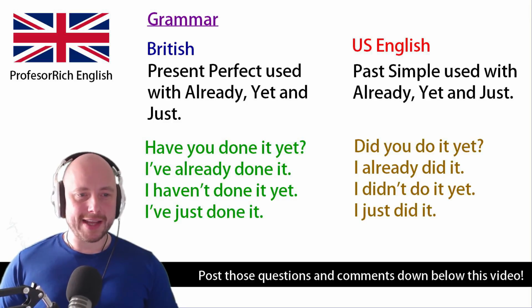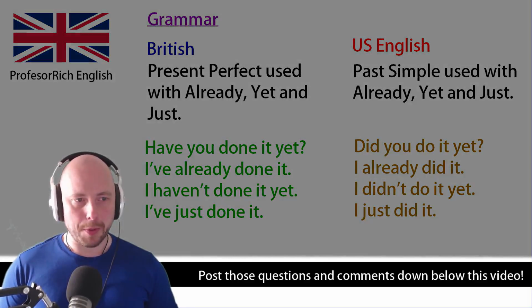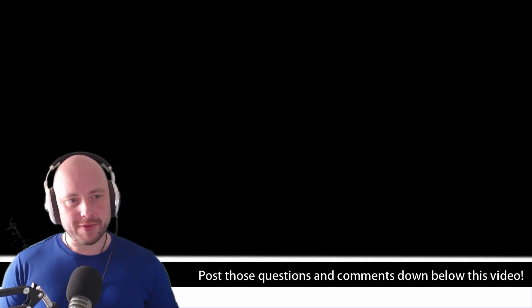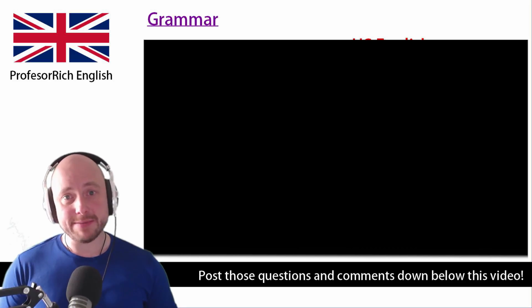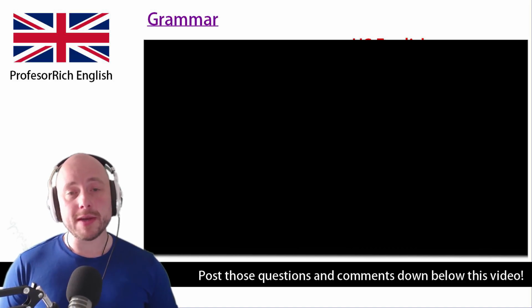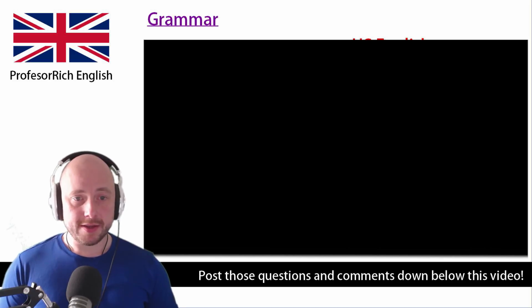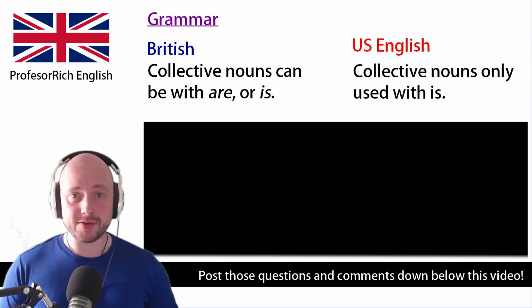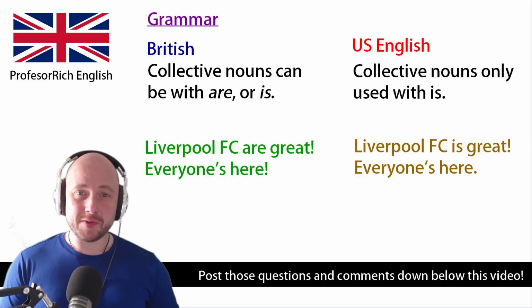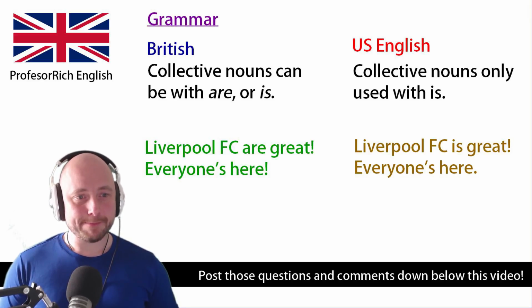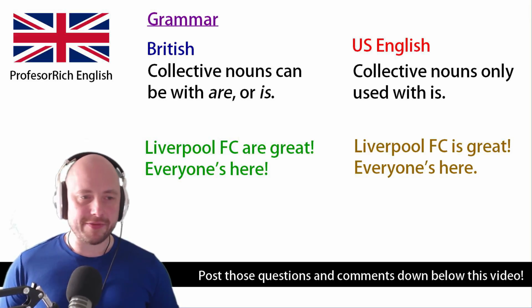Okay, and the other one is collective nouns. So in British English, we use are for collective nouns usually, and sometimes we use is, like my family are coming to tea, my team are doing well. But Americans always use is for collective nouns, like Manchester United is a good team, Liverpool Football Club is a good team. That's the American version. In British, we'd often say Manchester United are a terrible team. Liverpool Football Club are a great team. Okay. And they're the main grammar differences.